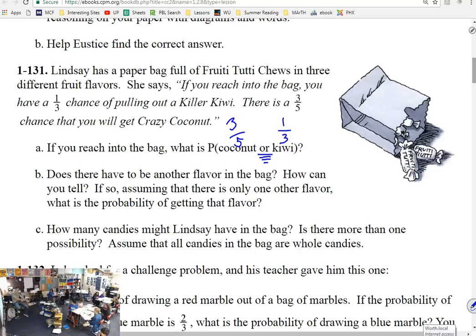It just says Helvetica. All right, so can you talk to me about 131A, about the probability of or? What did you get, then talk us through how you got there. Okay, I got... You got 14/15ths. Now that's awkward because you have a 3/5 and a 1/3.